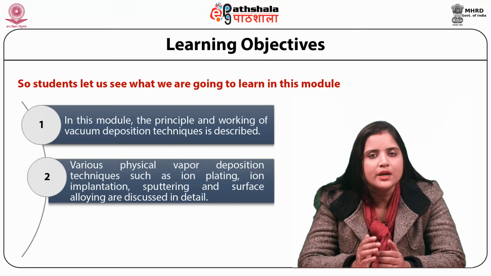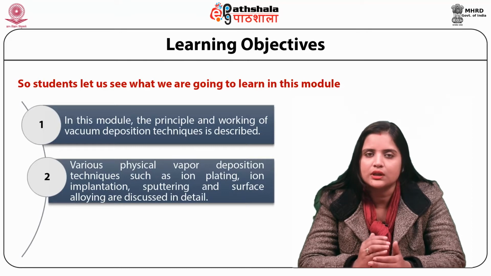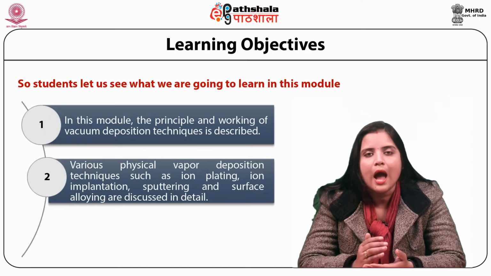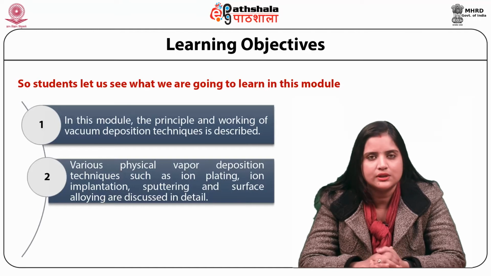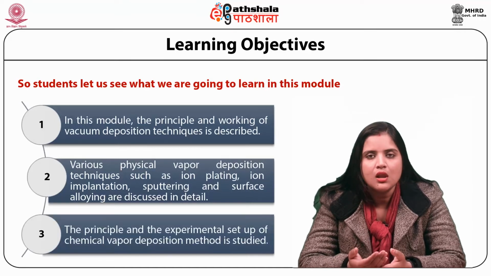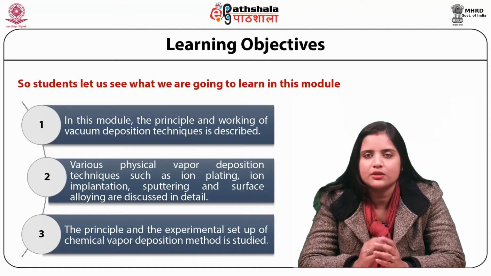Then, various physical vapor deposition techniques such as ion plating, ion implantation, sputtering, and surface alloying are discussed in detail. The principle and the experimental setup of the chemical vapor deposition method is studied in this module. Finally, advantages, limitations, and applications of various thin film deposition techniques are discussed in this module.